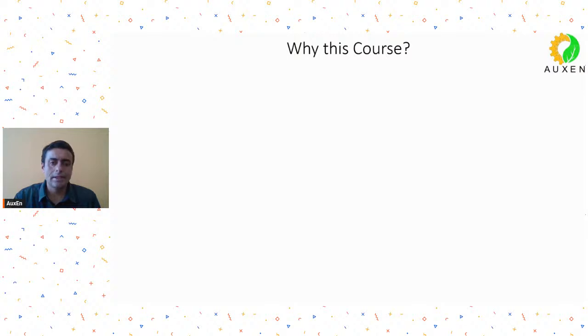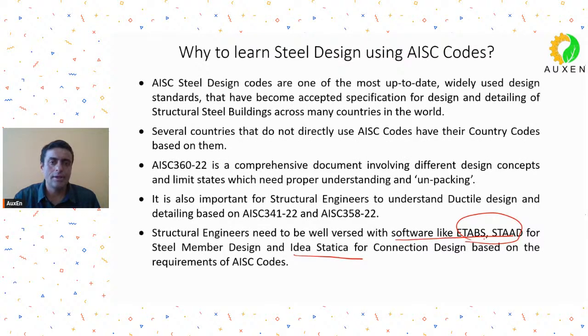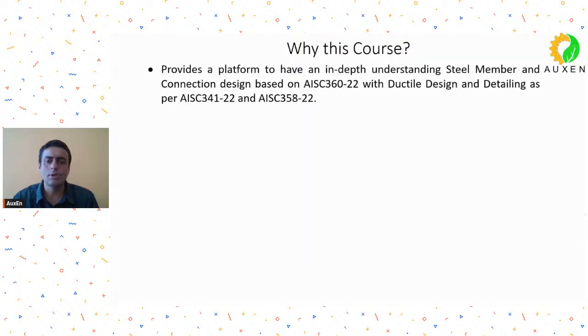So these are the things I think as a structural engineer are important for us, and as a structural engineer, we should try and learn steel design using the AISC codes. Now, how is this course going to address these issues? Through this course, we will provide a platform to have an in-depth understanding of not only the member design but also the connection design based on AISC 360, and the ductile design and detailing based on AISC 341 and AISC 358.